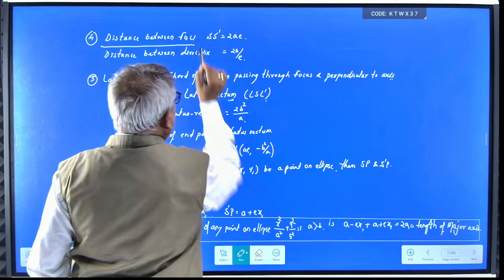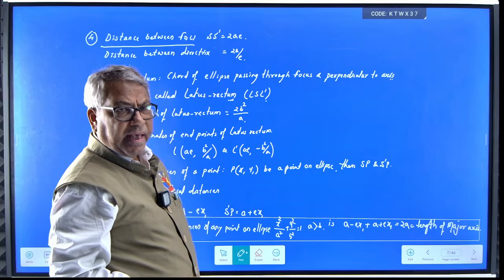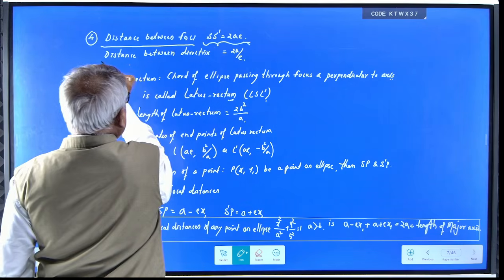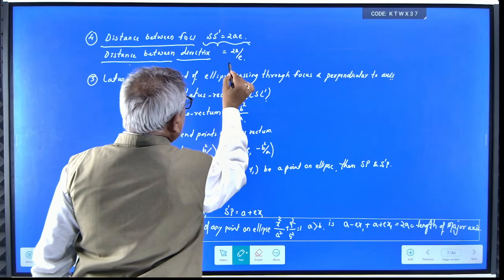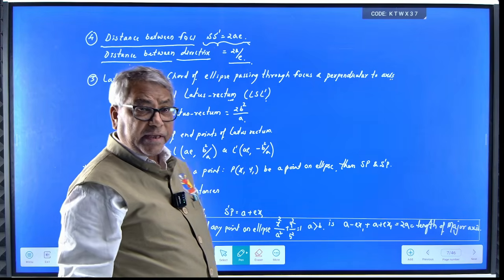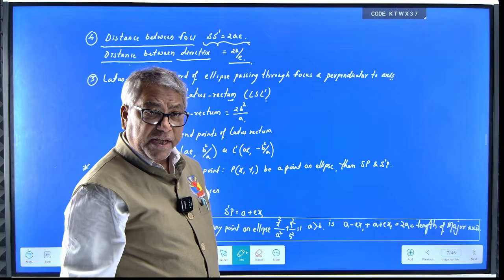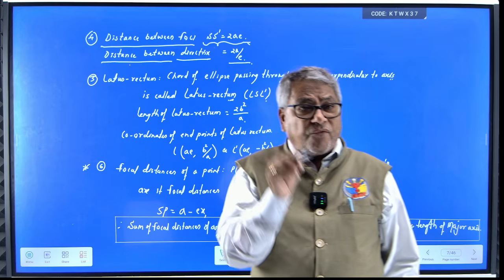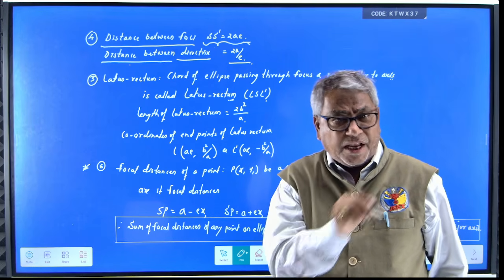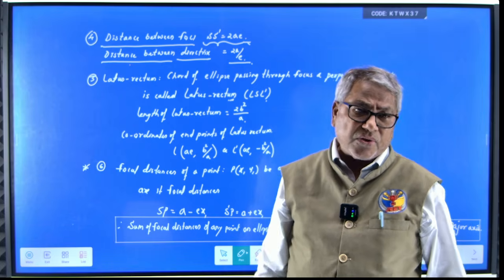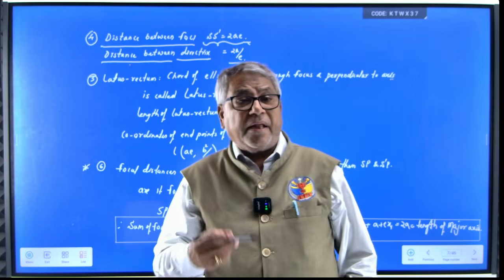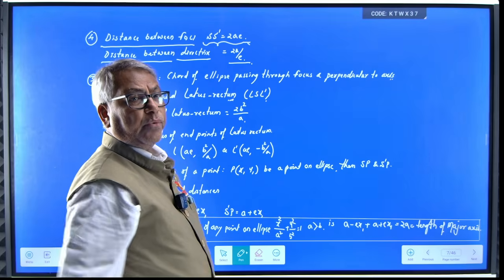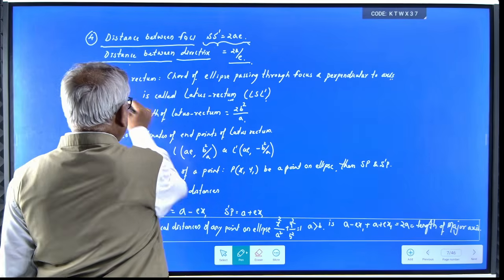the distance between foci: S is (ae, 0), S dash is (minus ae, 0). So the distance between foci is 2ae. The distance between directrices is 2a upon e, since the equation of the directrix is x equal to a upon e. Remember that these are useful while finding the equation of an ellipse, when some conditions are given. If the distance between directrices is given, say 5 or 7, whatever it may be, from that you can calculate a and e with the other relation.